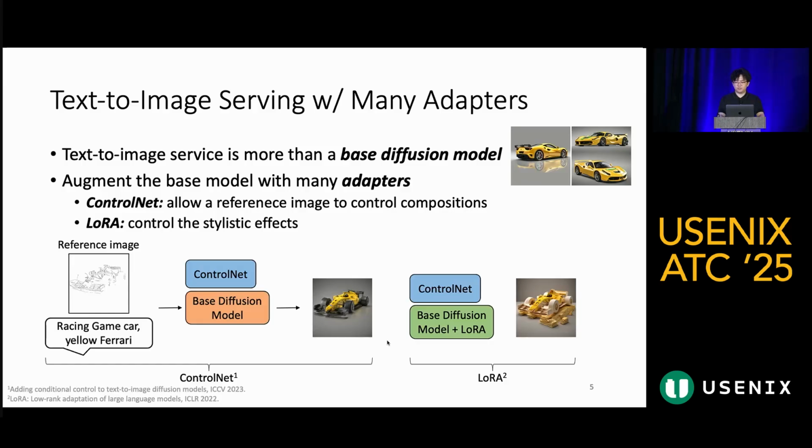Here, we illustrate the powerful effects of using ControlNet and LoRA. They are the two most popular adapters used in production. ControlNet allows users to input a reference image to guide the spatial composition of the generated image. As illustrated in the figure, ControlNet enables users to provide a reference edge map, allowing the base model to generate a Ferrari that adheres to the specified spatial composition.